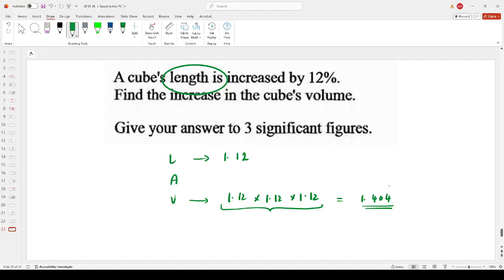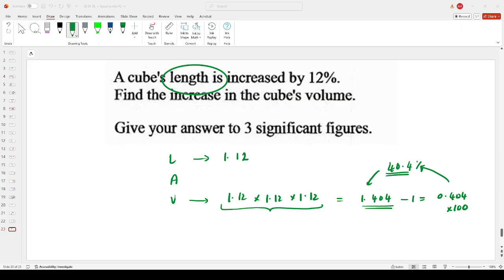Correct. So therefore, if that's 1.404, the original, take away the 1. So you're going to get 40.4%. Because you're going to times it by 100, aren't you? So if you take away 1, you get 0.404 times it by 100, and you get that. Let me know in the chat if that makes sense. So just be careful, read the question carefully, closely. It should lead you in the right direction. Yeah, you did. Well done.